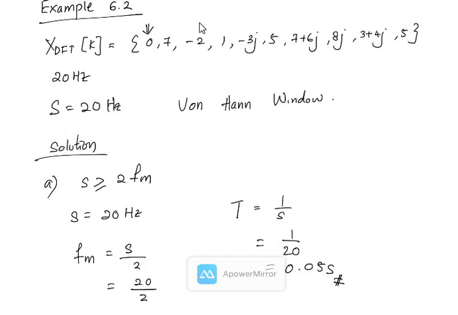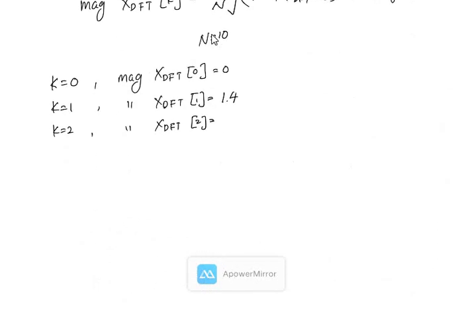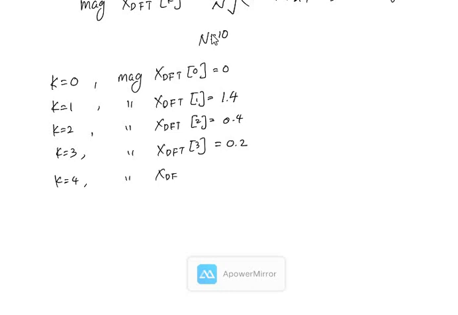So it's the same method. Negative 2, square and square root, and then multiply with 2 and divide by N, so divide by 10. That is equal to 0.4. So when k equal to 3, I have the magnitude of X_DFT[3] equal to 0.2. And when k equal to 4, the magnitude of X_DFT[4] equal to 0.6. And when k equal to 5, the magnitude of X_DFT[5] is equal to 1.